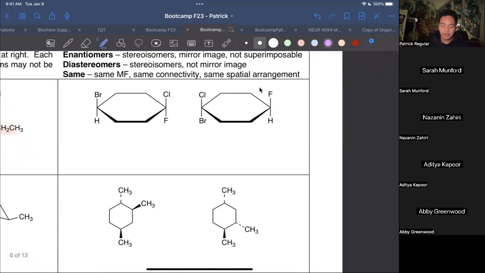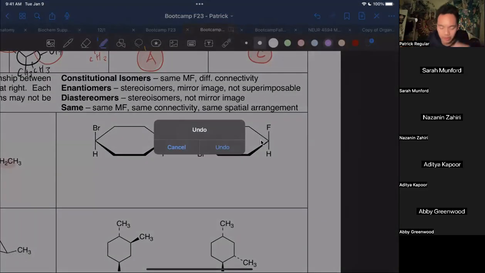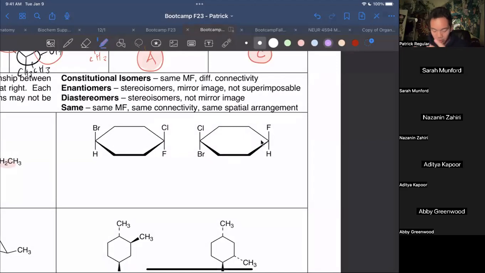Now let's look at this one. What kind of isomers are they? Well, let's look at the chemical formula. There's one Cl, one Br, and one F on a cyclohexane. If you counted out all the atoms, they're the same. But now let's look at the isomerism. A cool thing to note: chlorine is geminal to fluorine here, and chlorine is geminal to bromine here. Uh-oh. Different connectivity, constitutional isomers.